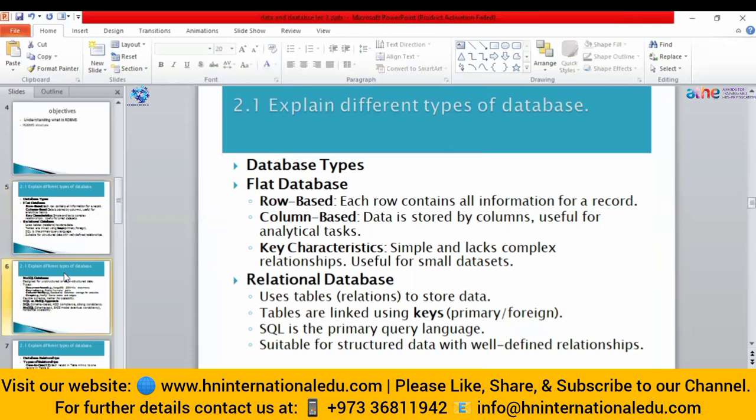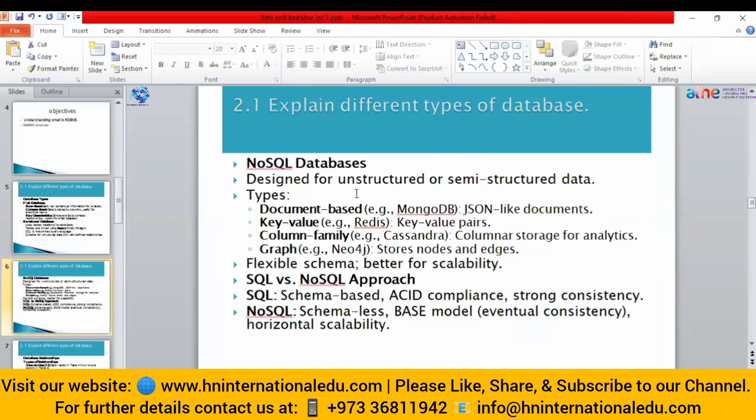Then we have a third type of database, that is the NoSQL database. Mostly MongoDB is the example of it, which can be unstructured or contain semi-structured values. Here we have column families, meaning we have storage for analytical purposes, and mostly the data is stored in the form of nodes. We have another type of NoSQL database, that is graphs. For example, Neo4j stores the data in the form of nodes and edges.